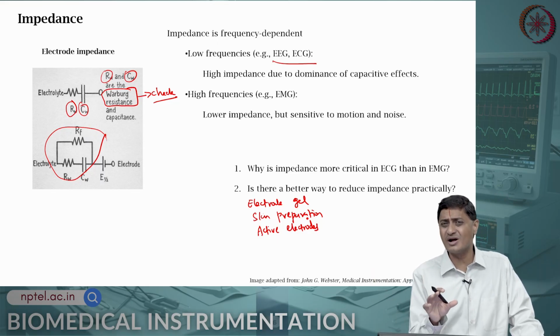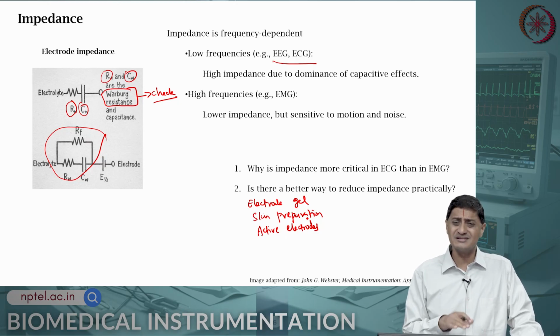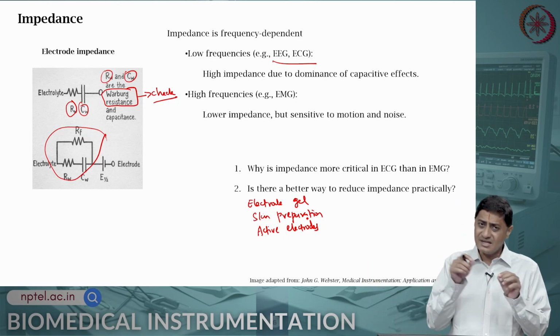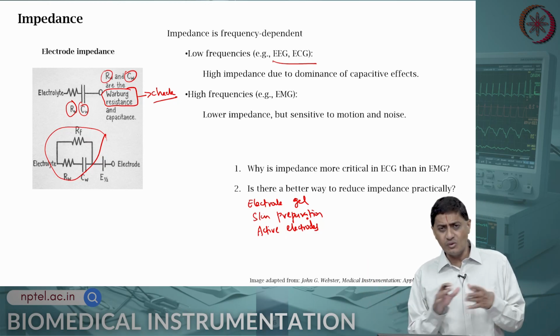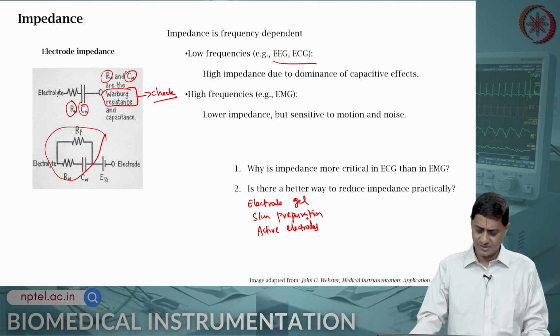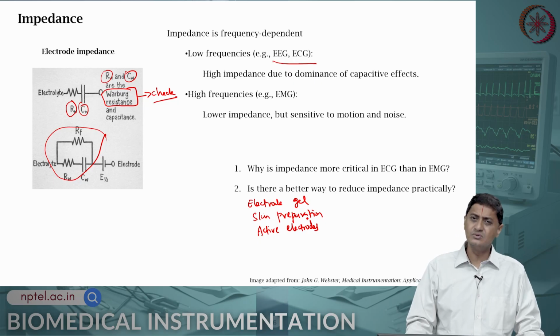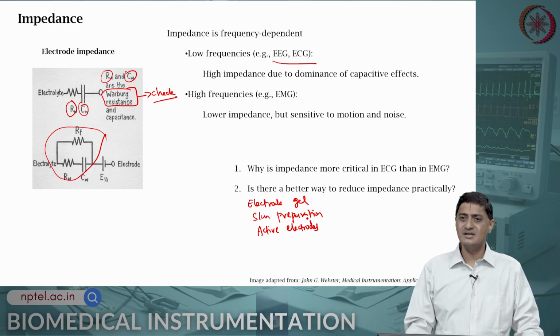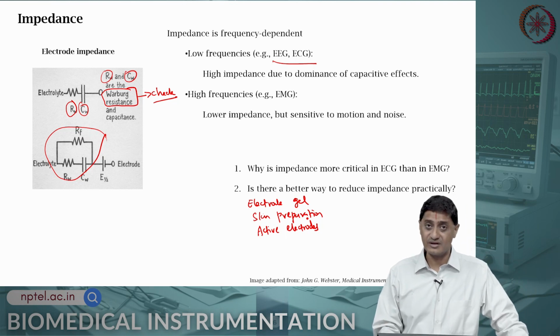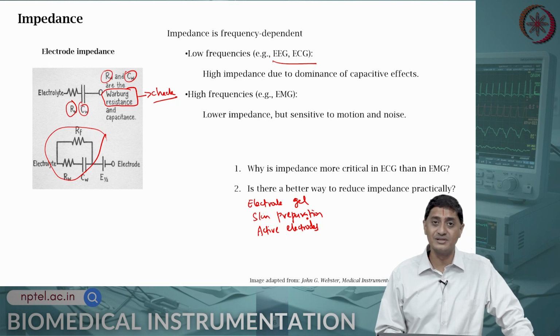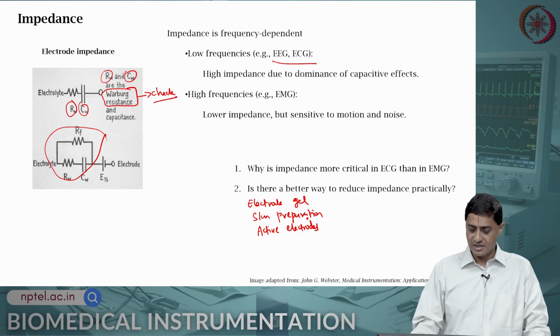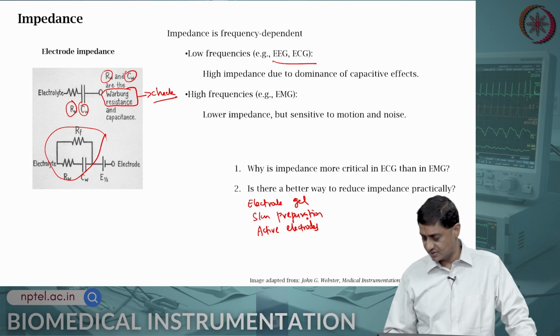So, impedance is not only a factor in the electrode alone, impedance is a factor throughout. It is there in the lead wire, in the cable, throughout. Impedance is there everywhere. These are some methods that I can use to practically reduce the impedance. What other ways can you think of? I will leave you with that question without answering it.